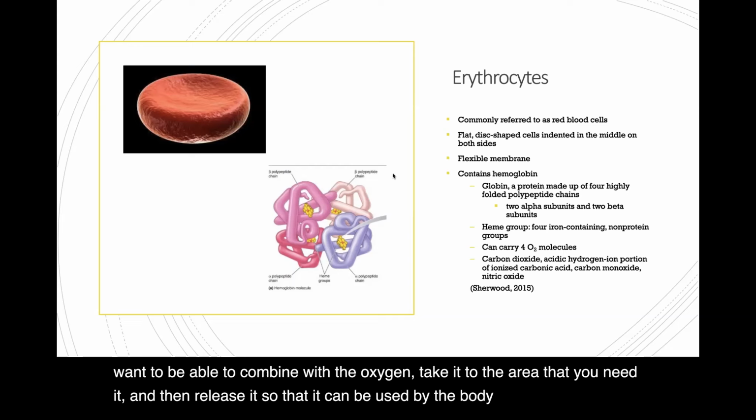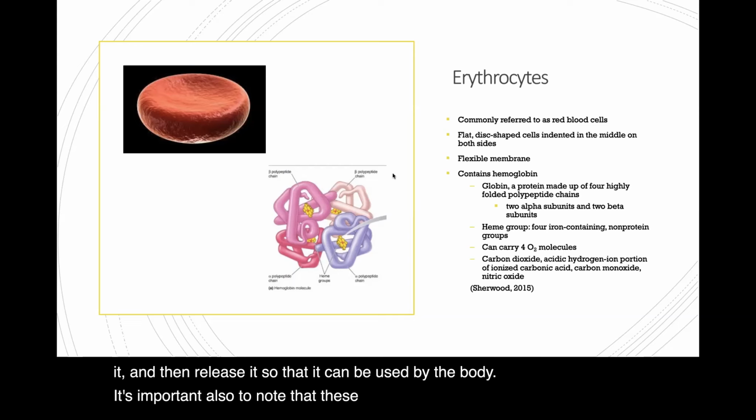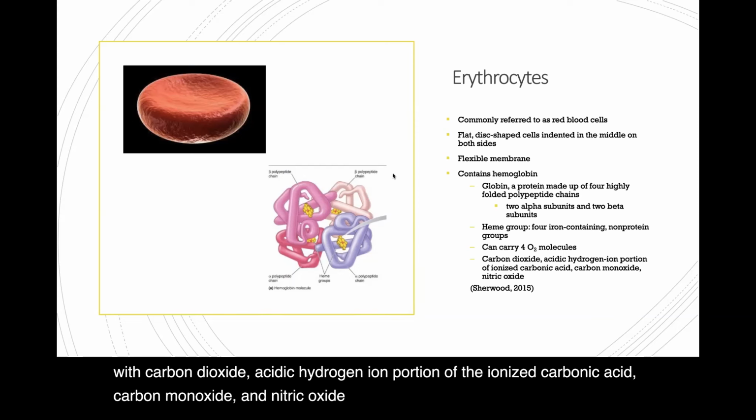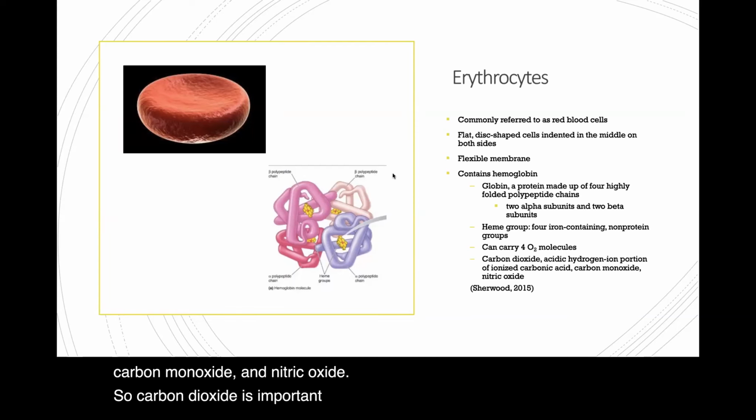It's important also to note that these hemoglobin heme groups can also bind with carbon dioxide, the acidic hydrogen ion portion of the ionized carbonic acid, carbon monoxide, and nitric oxide. So carbon dioxide is important because the hemoglobin will then help transport this gas from the tissues back to the lungs. This is a byproduct of cellular respiration. So it's released and then your body wants to get rid of it.